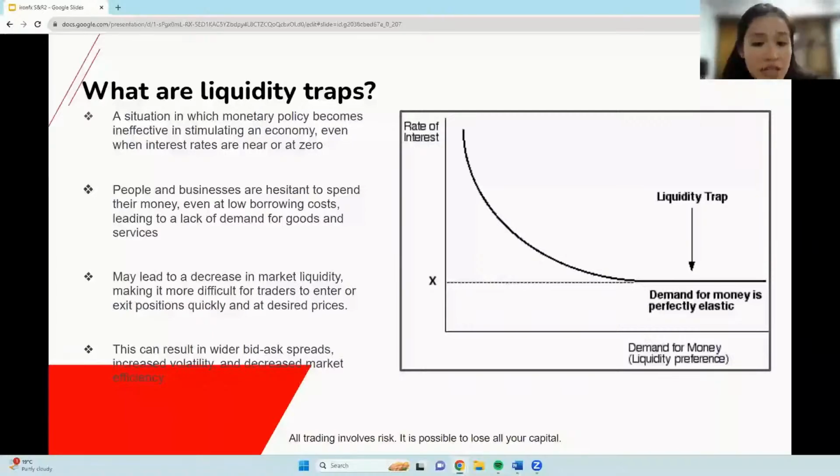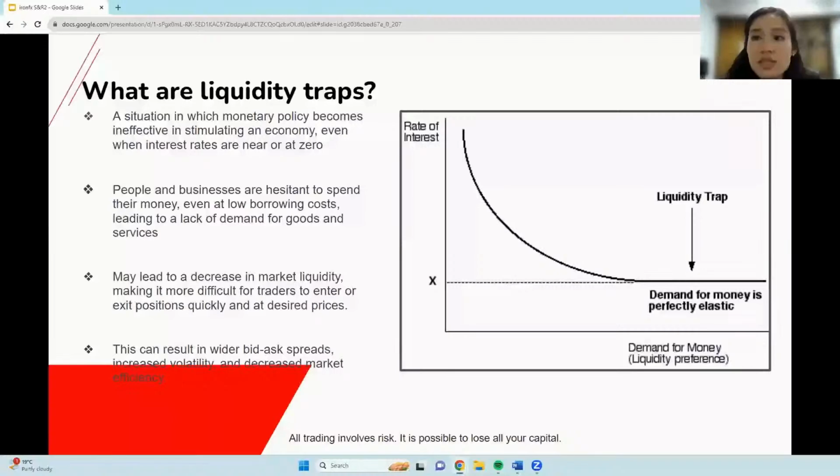In the context of trading, a liquidity trap can cause problems for market participants as it may lead to a decrease in market liquidity. That basically means it'll be more difficult for traders to enter or exit positions quickly and at their desired prices. This can result in wider bid-ask spreads, increased volatility, and decreased market efficiency.